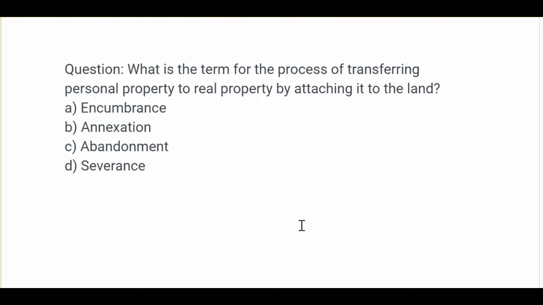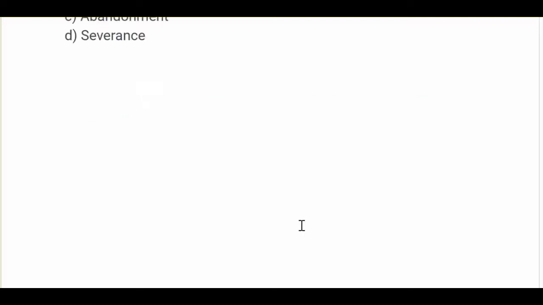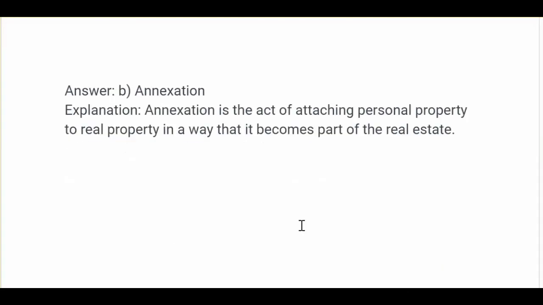What is the term for the process of transferring personal property to real property by attaching it to the land? A, encumbrance, B, annexation, C, abandonment, D, severance. B, annexation. Annexation is the act of attaching personal property to real property in a way that it becomes part of the real estate.